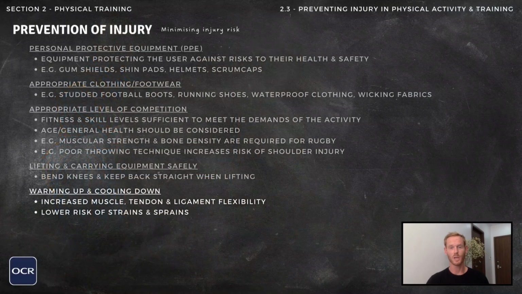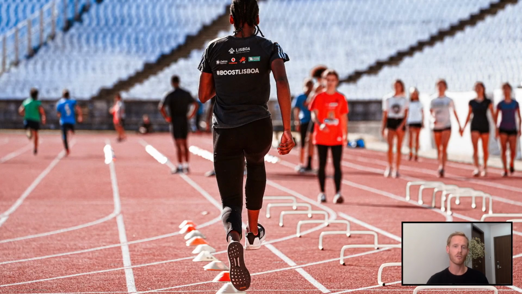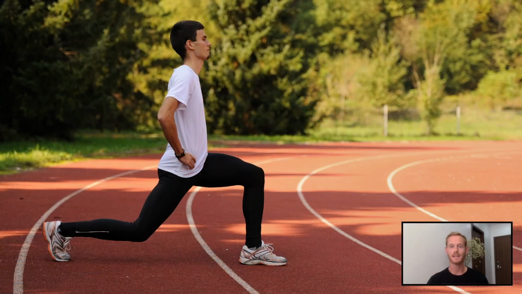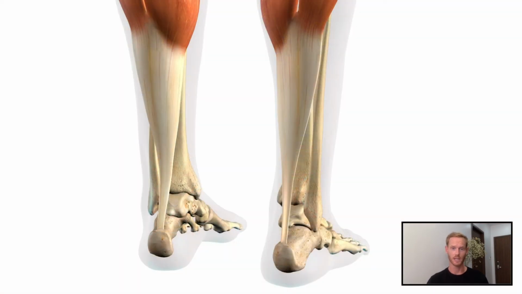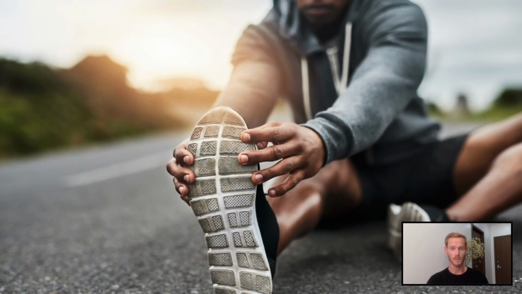The final way in which the risk of injury can be minimised is through warming up and cooling down. Now, this is covered in plenty of detail in topic 2.2, so to keep it brief, warming up raises body temperature and increases the pliability of the soft tissues, reducing the risk of injury to the muscles, tendons and ligaments. Cooling down helps the muscles to recover, reducing risk during the next bout of exercise.